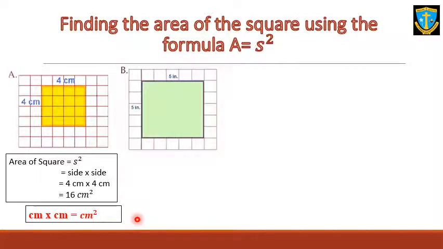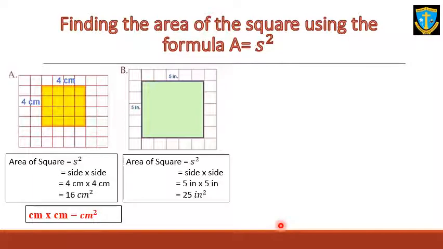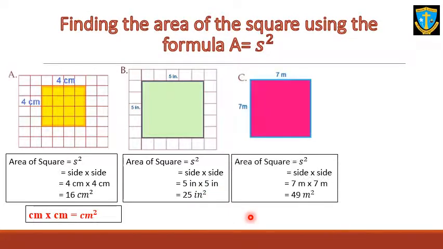Next example is in inches, 5 inches it is given. Area of a square here is 5 inches multiplied by 5 inches, which gives you 5 5s are 25. Inch into inch becomes inch squared. Third one is in meters. So area of a square is side square, which is equal to side multiplied by side also. And 7 meters into 7 meters will give you 49 meters square.